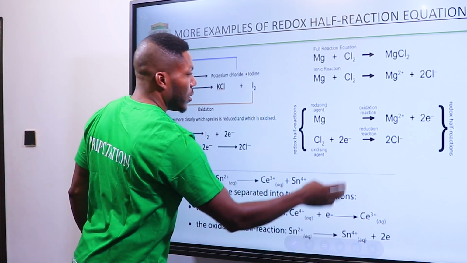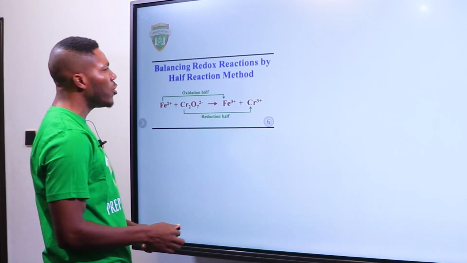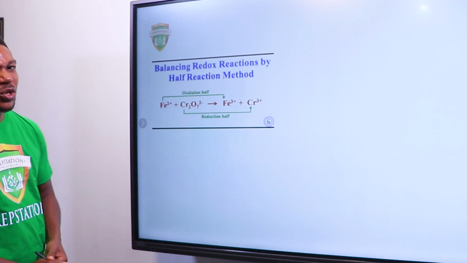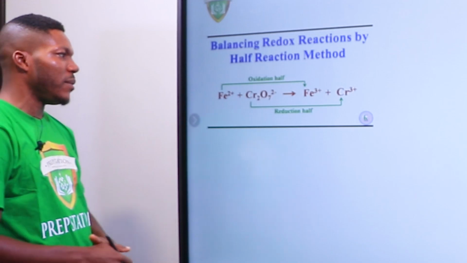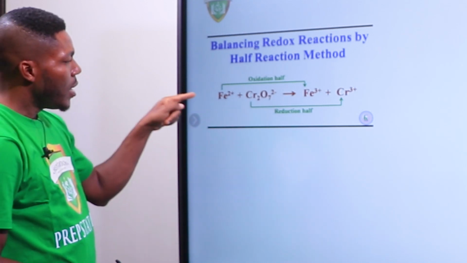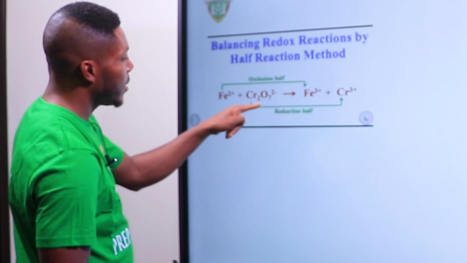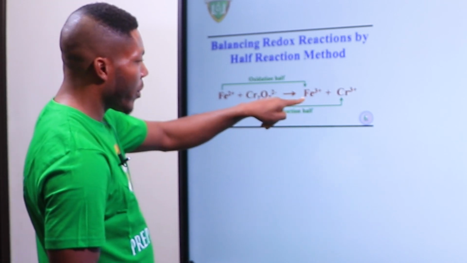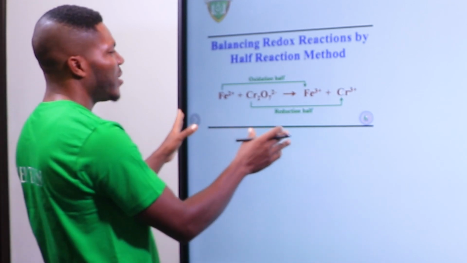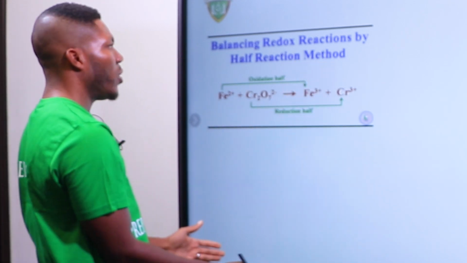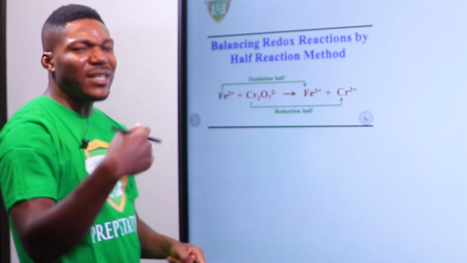All right. Let's move to the next subtopic, which is how do we balance redox equation? Overall balancing of redox equation. For example, you are given this problem, all right? Iron plus chromium oxide ion with iron that gives us iron 3 and chromium ion. Now, we are going to balance this equation accordingly, okay, using what? Using half-reaction method in an acidic medium.